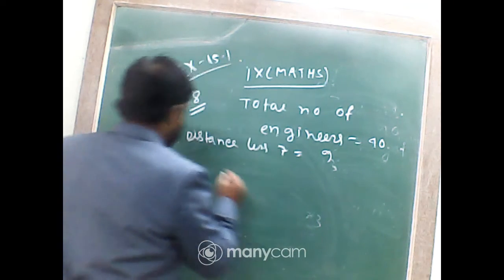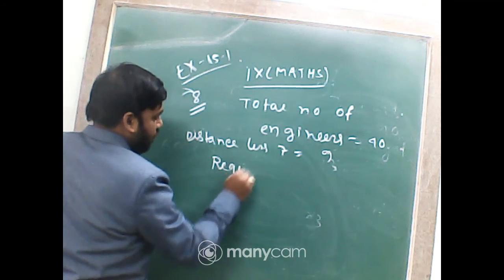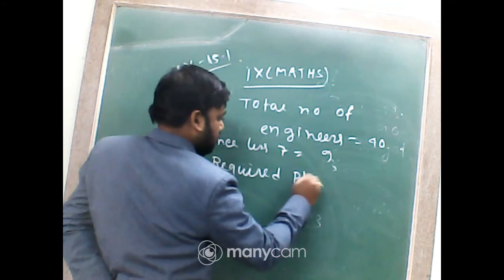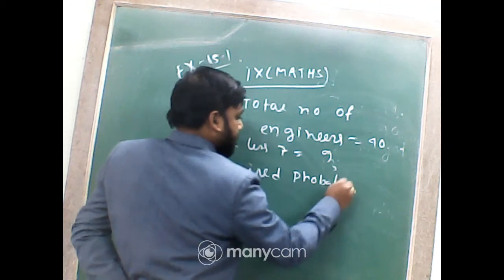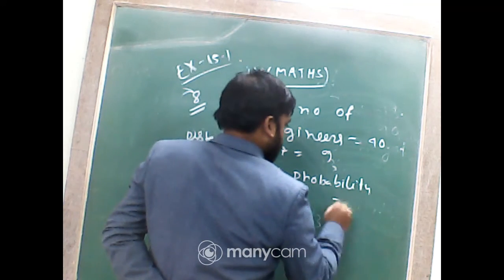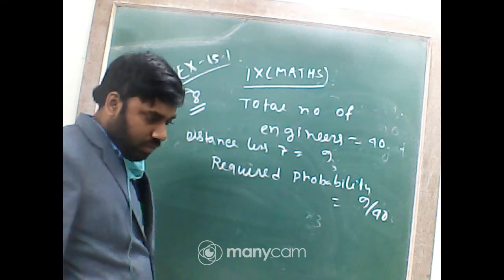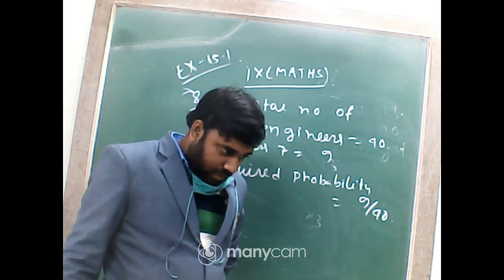So required probability, required probability 9 by 40. Got it?